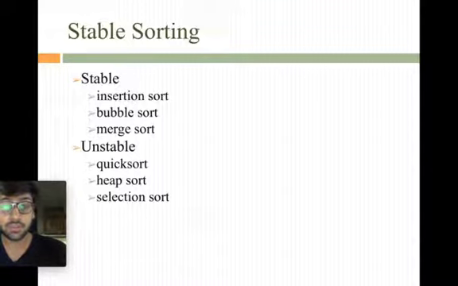Some examples of unstable sorts are quick sort, heap sort, and selection sort. In the quick sort algorithm, when we choose a pivot and rearrange the elements, we lose the initial ordering. Similarly in heap sort, when we take an element and add it to the heap, we lose the ordering of the initial set that we had. That is why these are unstable sorting algorithms.